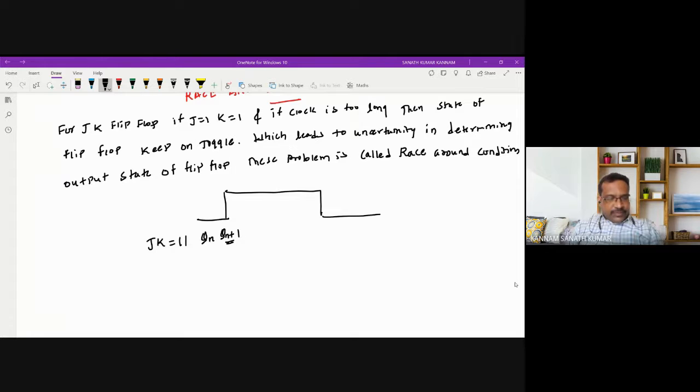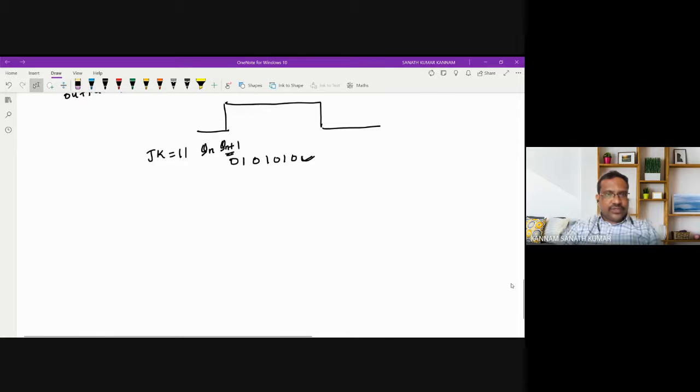So what happens to this one? This will be in the toggle state. That means initially it is 0, it will be 1 0 1 0 1. It will be in the toggle state, that means it goes on toggling. So we have to avoid this race around condition. We can avoid this race around condition by using a circuit that is nothing but the master slave flip flop. This is one of the important topics, master slave flip flop.